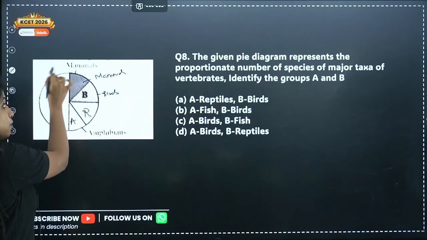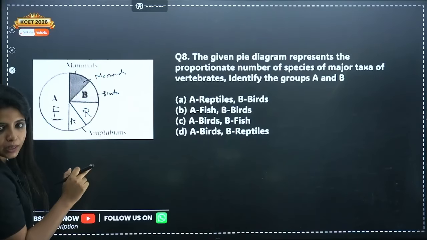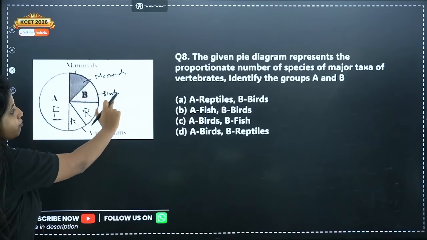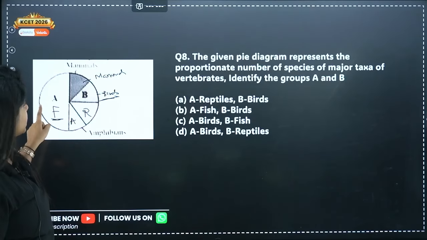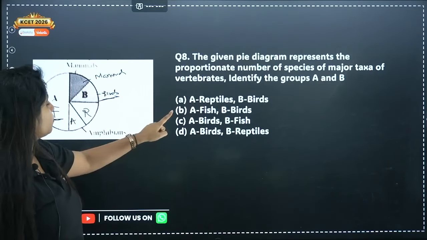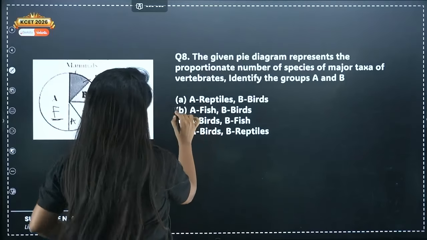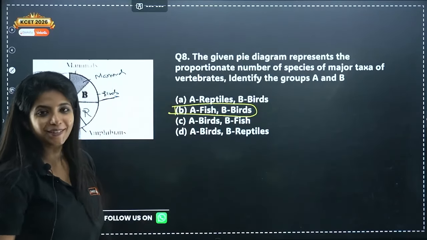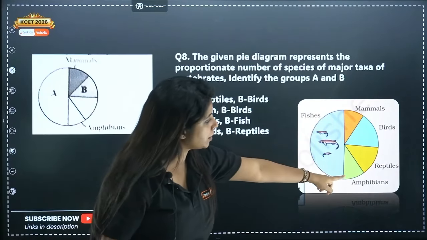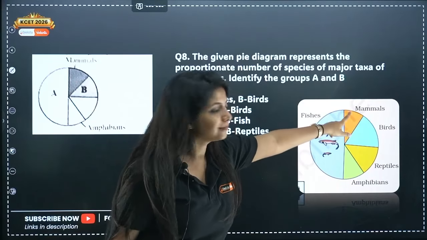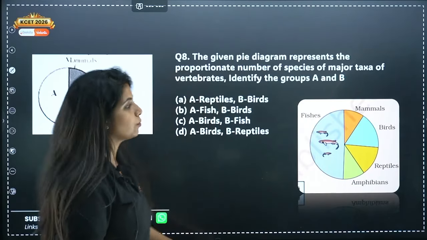But fishes are the most among the vertebrates. So A is there, and then B is there in between, where birds will also be there. So go in the order and you will be able to remember it. So what is A over here? A is definitely fish. And what is B over here? B is definitely birds. After fishes, you have birds in more amount.